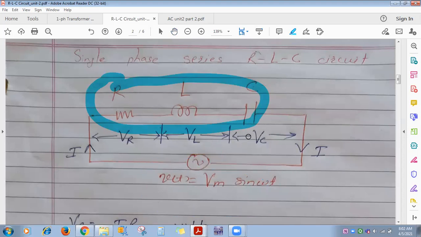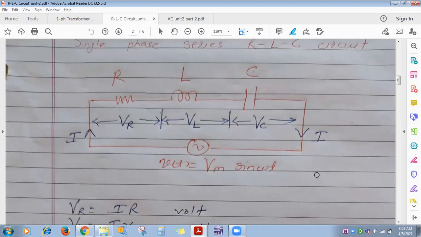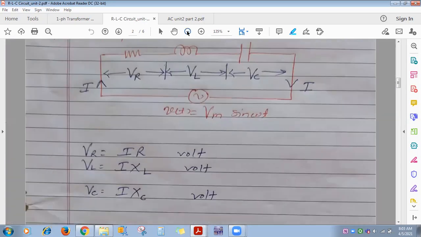Okay. So, as current flows through resistance, inductor, and capacitor, the voltage drop across resistance is VR, which is equal to I into R. The voltage drop across the inductor is VL, which is equal to I into XL, and across the capacitor VC, which is equal to I into XC. These are the voltage drops across R, L, and C. As the same current is flowing, we'll take current as a reference. Now, how will you draw the phasor diagram for this?